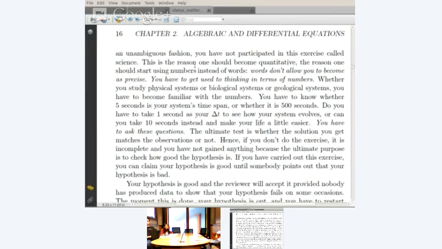And the reason to be quantitative is words don't allow you to become as precise. So we have to think in terms of numbers, especially in the physical sciences.